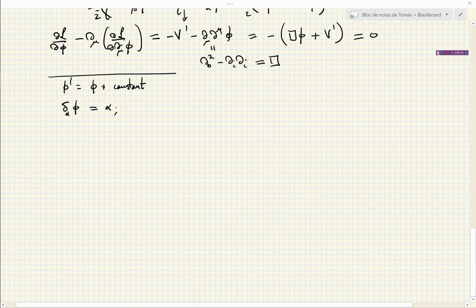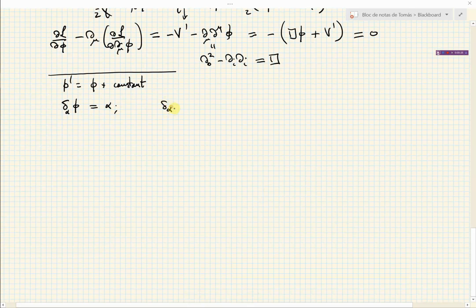And it is obvious that the action is invariant under these transformations because, well, the action of the free scalar field, so this means that V is 0, because only partial derivatives of phi occur in the action, and the partial derivatives of phi are invariant under the addition of a constant to the scalar field. So let's see now the implications.